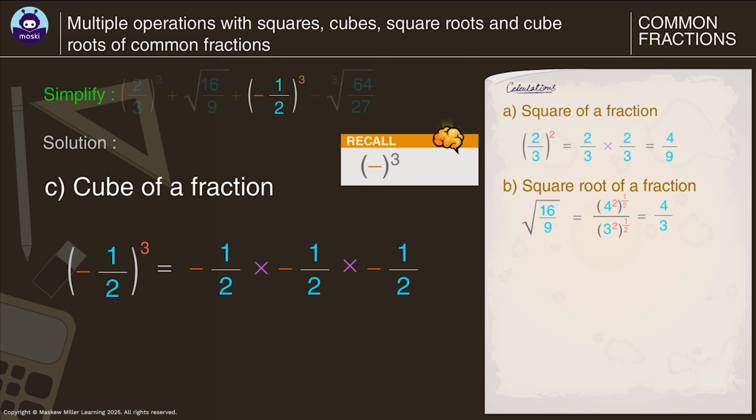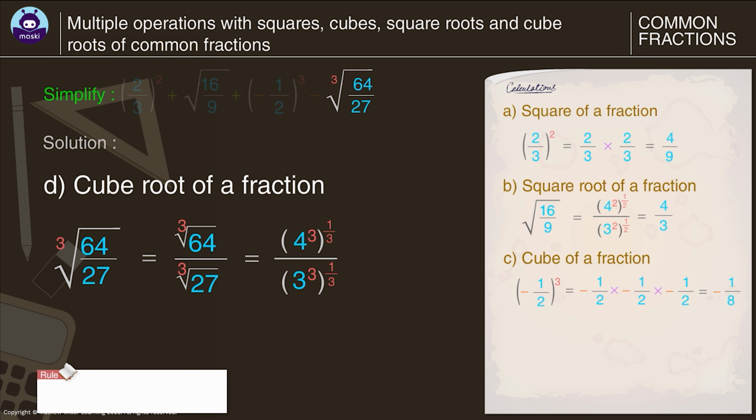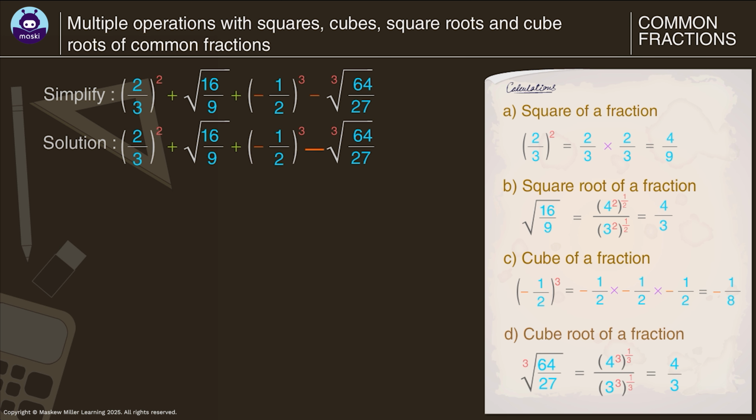We multiply the common fraction by itself 3 times. Recall that the cube of a negative number is negative. We get -1/8. 64 can be written as 4 cubed. 27 can be written as 3 cubed. We use the fractional exponent 1/3. We use the power rule of exponents and simplify. We get 4/3. We can now perform the operations of addition and subtraction using the simplified forms of the fractions.